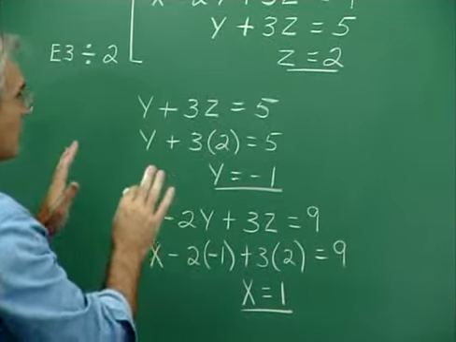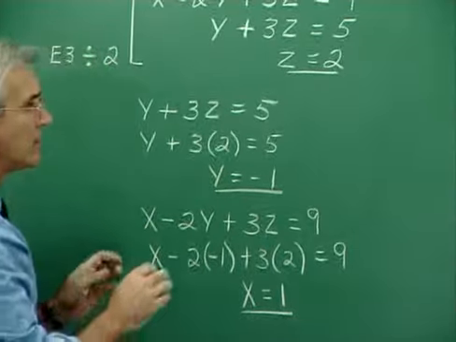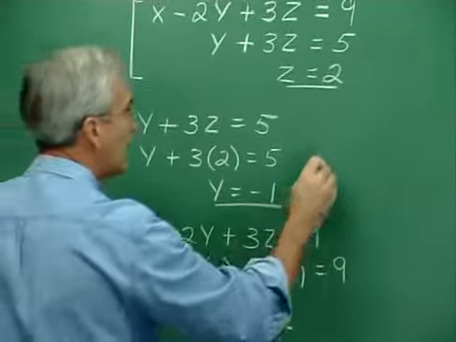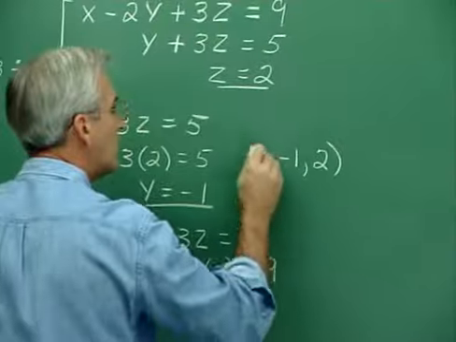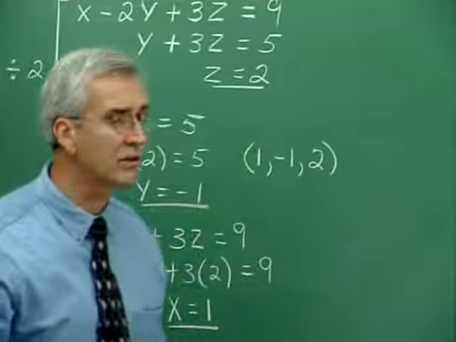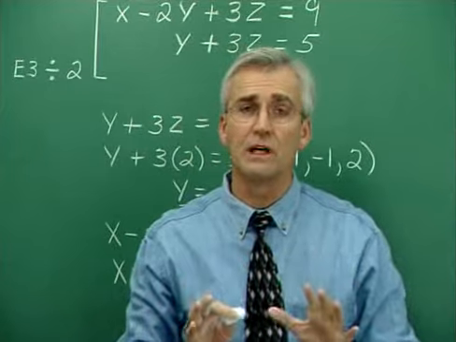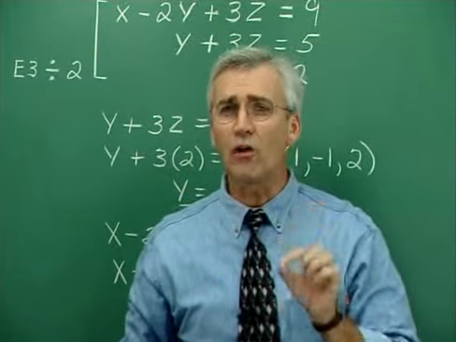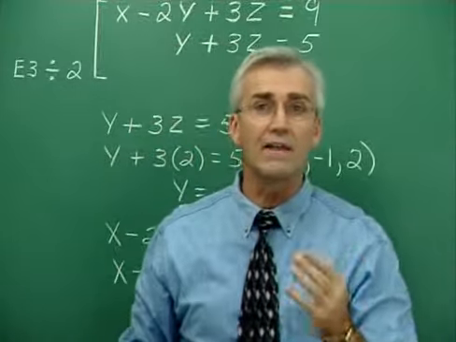Now often the solution to a system of equations like this is listed as an ordered triplet: x is 1, y is negative 1, z is 2. If this is a solution to the system, it means that we can take these values and plug them into all three of the original equations and have truth. And we could verify that here.